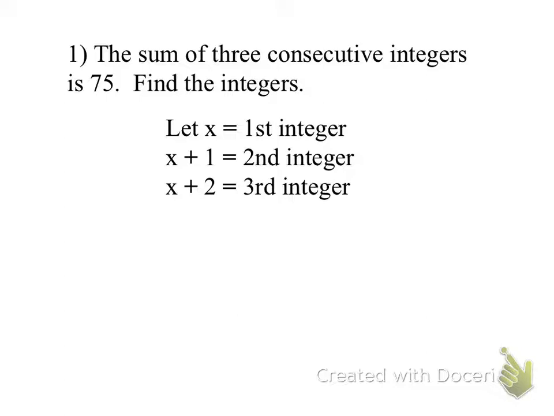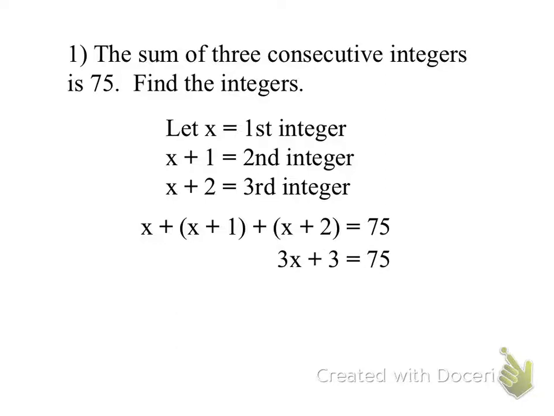Tyler? X plus 1 plus X plus 2 equals 3x plus 3. Nope, 75. 75, the problem. It says the sum is 75. So now we combine our like terms. We subtract 3 from both sides. Divide both sides by 3. And x is equal to 24.